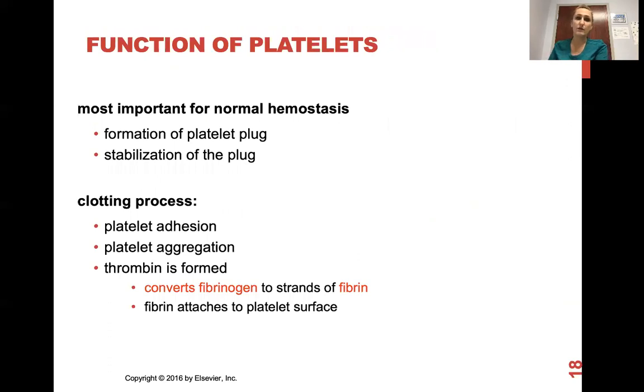Platelets have really important functions, most important for normal hemostasis. Normal hemostasis is basically preventing blood from leaking out. As a matter of fact, that's what the definition is, AKA clotting. And it does that by formation of a platelet plug to create the clot, but then stabilization of that plug. So it's not just like a clot is formed and then that floats around in your bloodstream, because that actually would be dangerous. But getting that platelet plug to the site of injury and then stabilizing it in one location while things can heal. It's super fascinating.